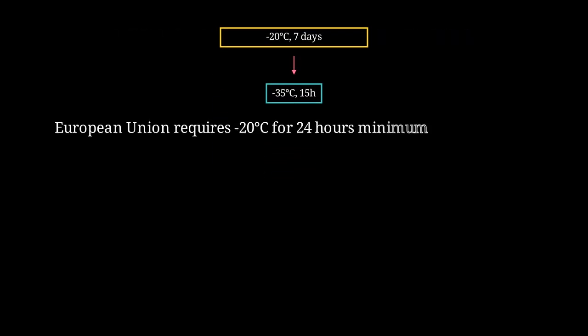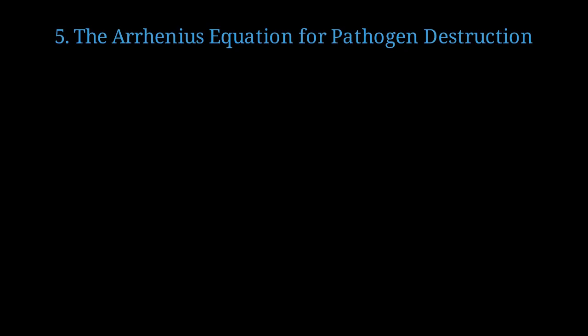Interestingly, the European Union has different requirements, mandating minus 20 degrees Celsius for only 24 hours minimum, showing variation in international safety standards. The rate of pathogen and parasite destruction follows Arrhenius kinetics, allowing us to predict kill rates at different temperatures. The Arrhenius equation states that the rate constant K equals the pre-exponential factor A times e to the negative activation energy over R times temperature.